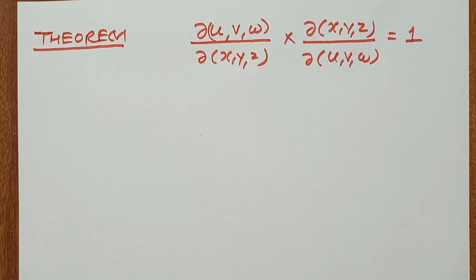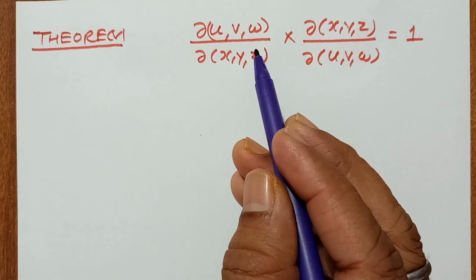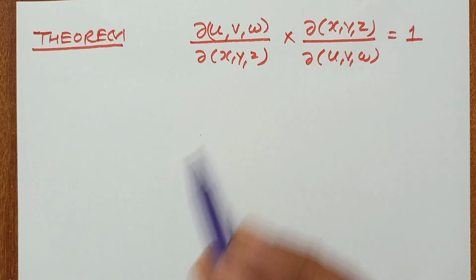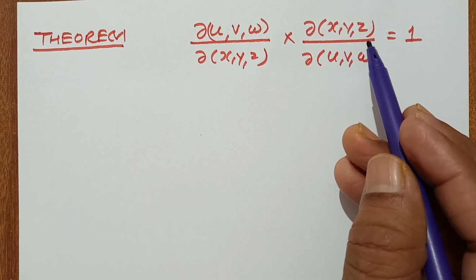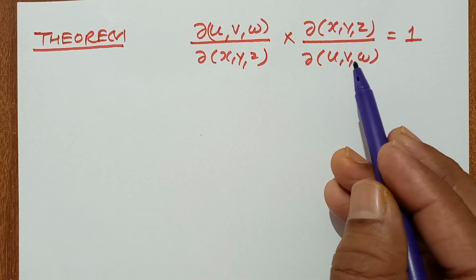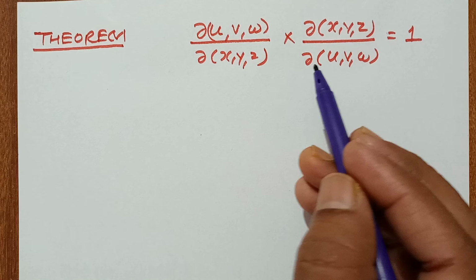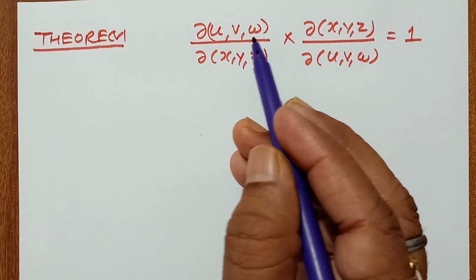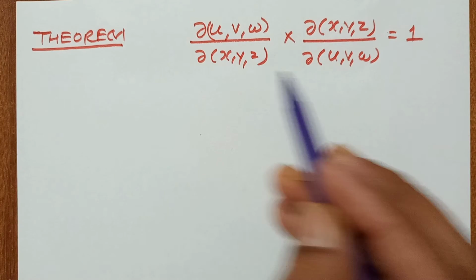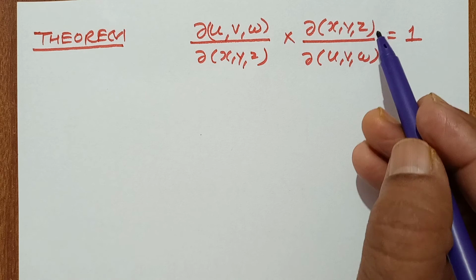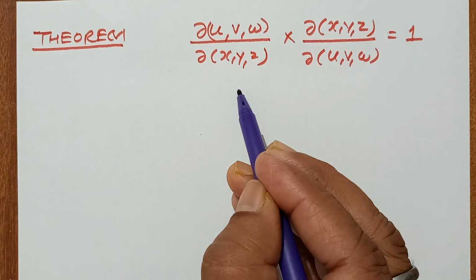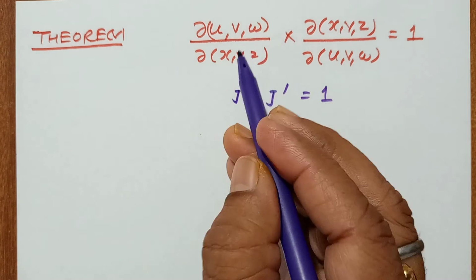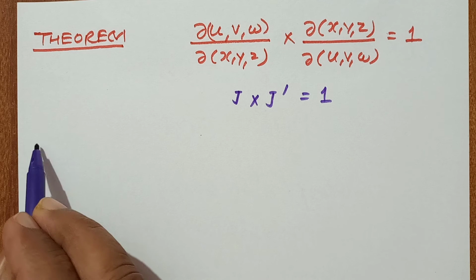So this is a very important theorem: if u, v, w are functions of three independent variables x, y and z, and similarly x, y and z are functions of three independent variables u, v and w, then J J dash is equal to 1. Means if this is the Jacobian of u, v, w with respect to x, y, z, then this is the Jacobian of x, y, z with respect to u, v, w, so this is J dash, then J J dash is equal to 1, or J1 J2 is equal to 1. So the proof is very easy.